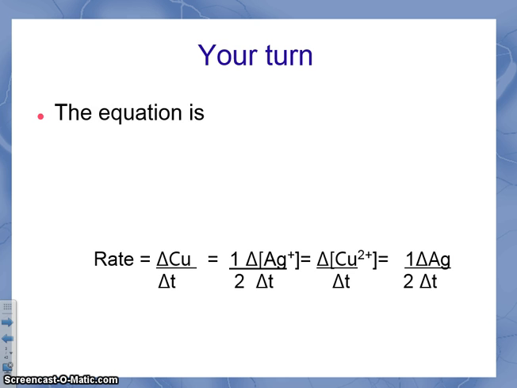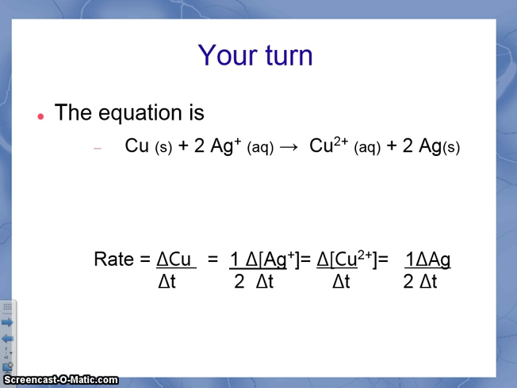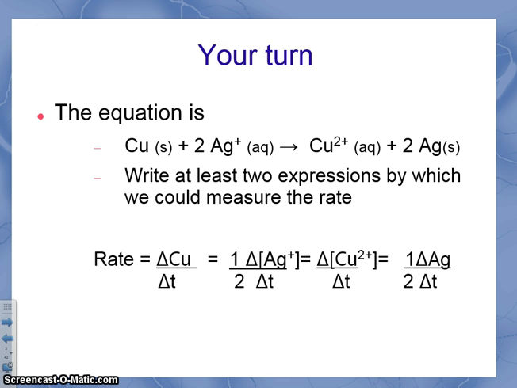Now, your turn. The equation is copper reacts with silver ions to form copper ions and silver. And of course, only the silver and copper ions would have a concentration. We have here two expressions by which we can measure the rate. The rate of disappearance of the copper wire, or metal, is 1/2 the rate of disappearance of the silver. See the stoichiometry in the equation.